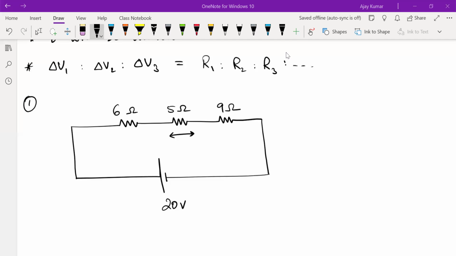So if you use a ratio, it should be R1 is to R2 is to R3. So you have to split the voltage in the ratio 6 is to 5 is to 9. 6, 5, 9 become 20 parts. Out of 20 parts, the middle one will get 5 out of those 20. So 5 out of 20 into 20 becomes 5 volts. Easy question. Without finding out the current also, you can tell what is the potential difference across any one resistor in series.